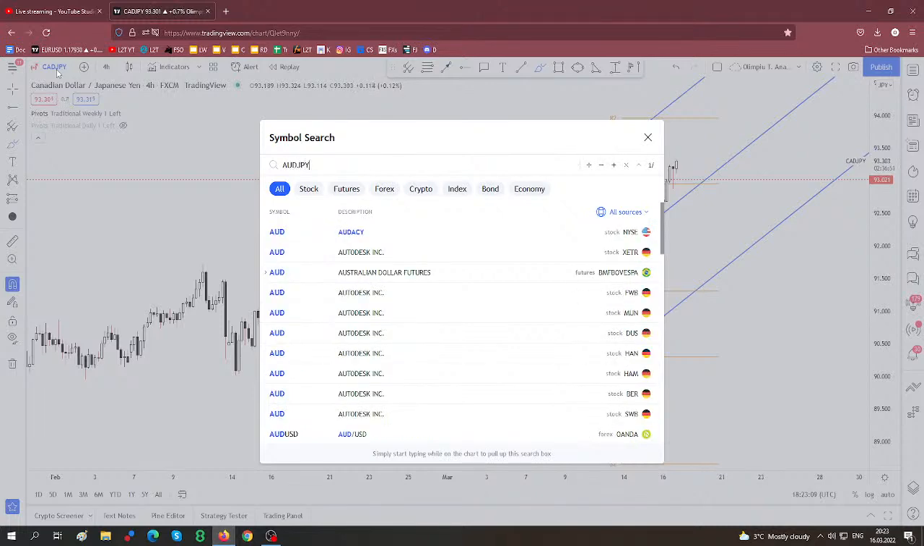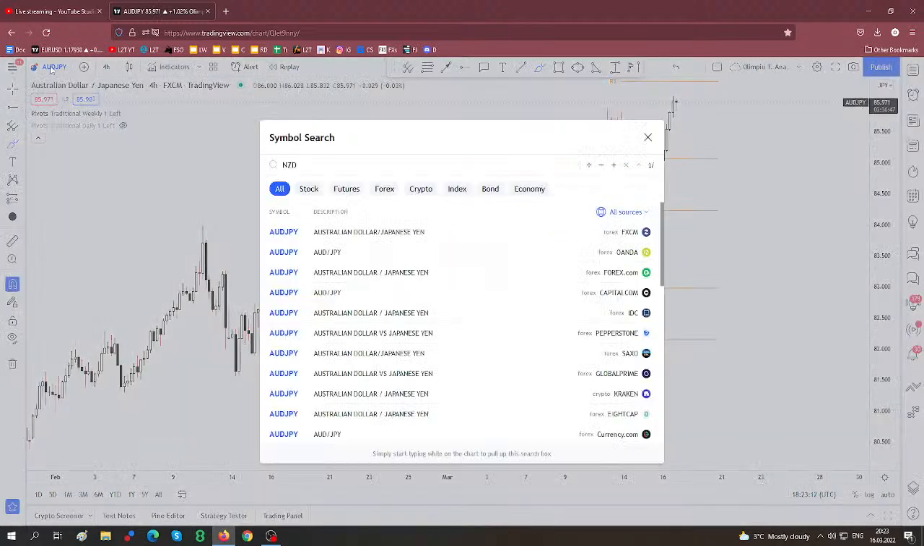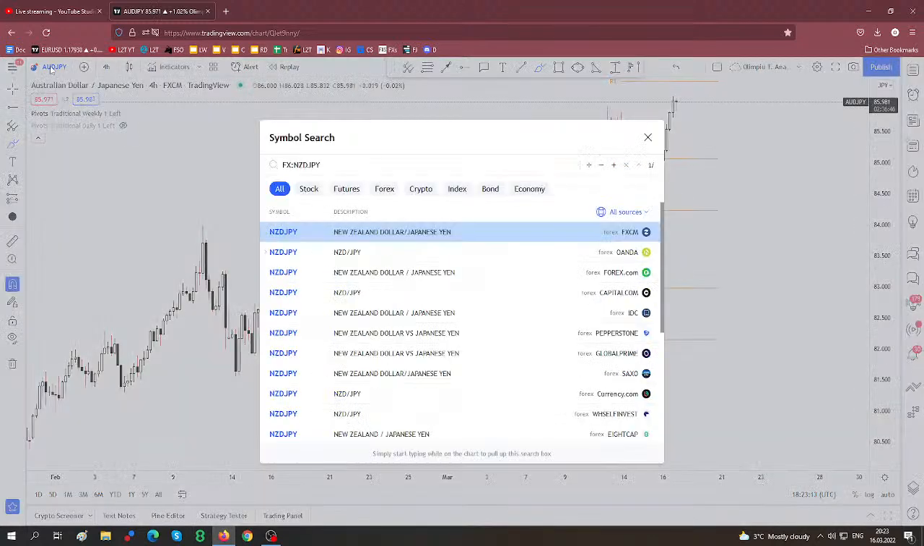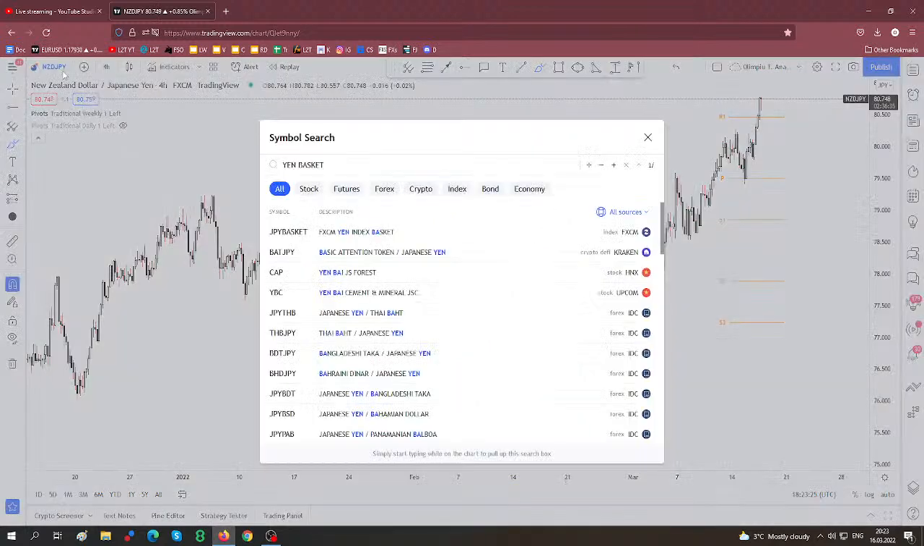Australian dollar, Japanese yen, further growth. New Zealand dollar, Japanese yen. So I'll wait. As I've said, I'll wait for the Japanese yen to rebound in the short term, to increase a little after this huge and massive drop.